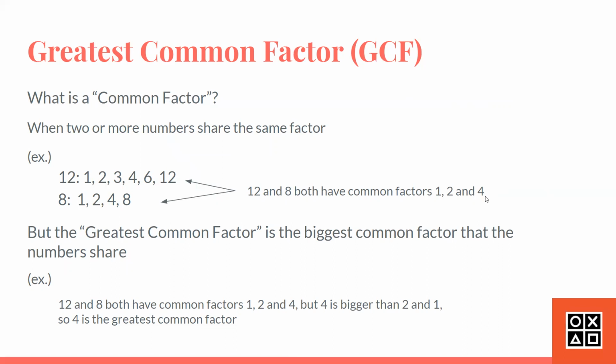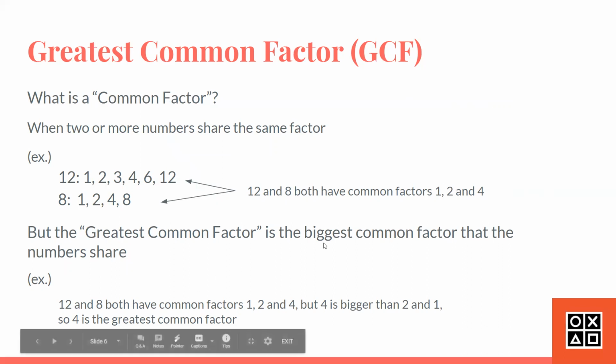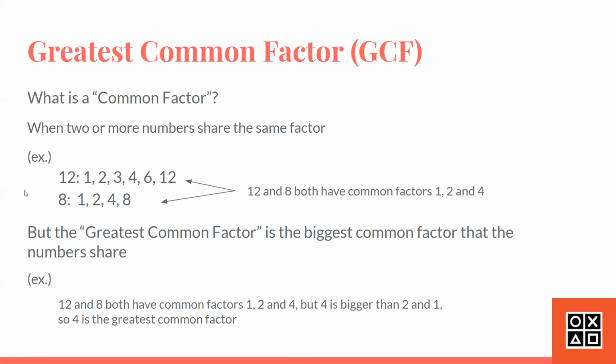But the greatest common factor is the biggest common factor that the numbers share. So we must look at these numbers and see which one is the greatest. In this case, out of 1, 2, and 4, 4 is the greatest common factor. So therefore, 4 is the greatest common factor of 12 and 8.